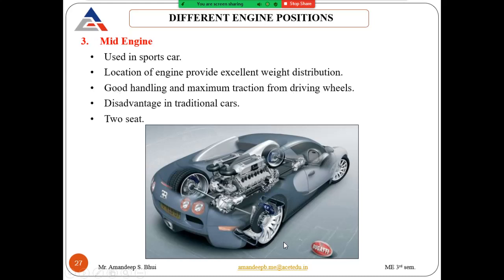Traction is the frictional force between the road and the wheels, the tires. The tire that is running on the road, the grip between the tire material and the road material, that is known as the traction. So in this configuration, the traction, that is the grip of the tires on the road, is very good. This configuration mostly comes with only two-seater cars because the engine is placed in the middle. So a two-seating configuration is only possible in such cars.